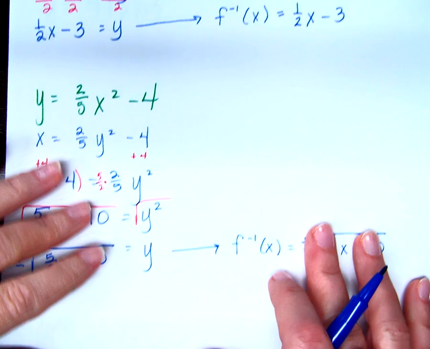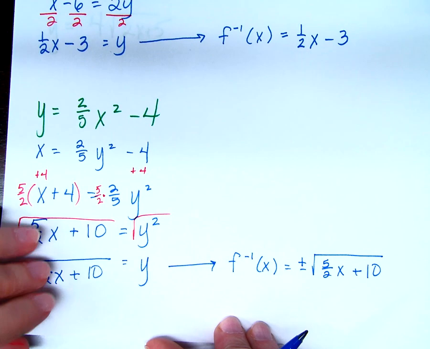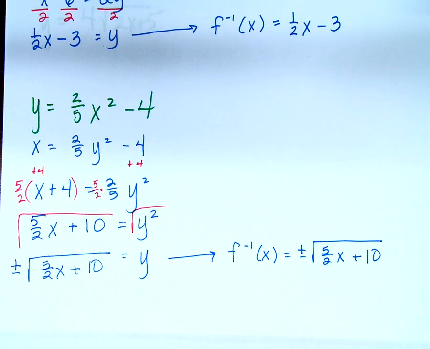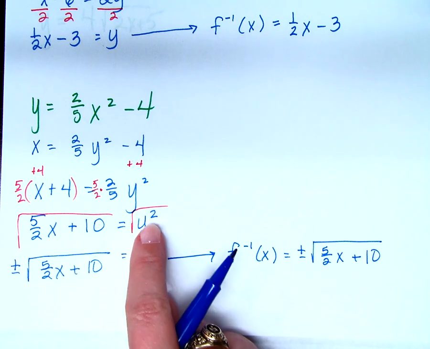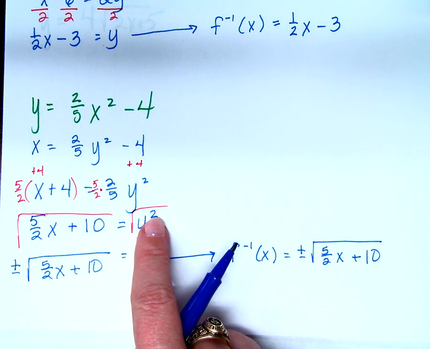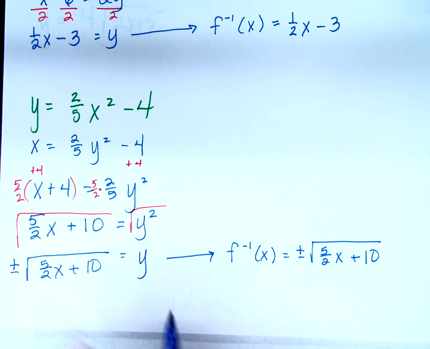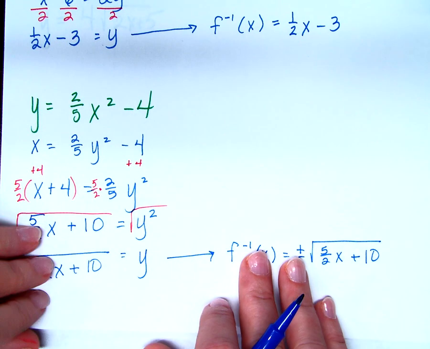Good? Ready to go on? Yes, ma'am. I took it away by acting on it. It's a square, so I did the inverse operation of that, which is square root. And as long as I do it to both sides, it's still okay. Are you good? Okay. Everybody ready to go on?